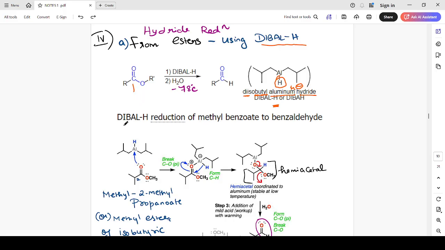Just like lithium aluminium hydride, just like that. So I take an ester, DIBAL-H, in the presence of water at a very low temperature. Ester gets converted into aldehyde. Very phenomenal reaction where you convert an ester into aldehyde.